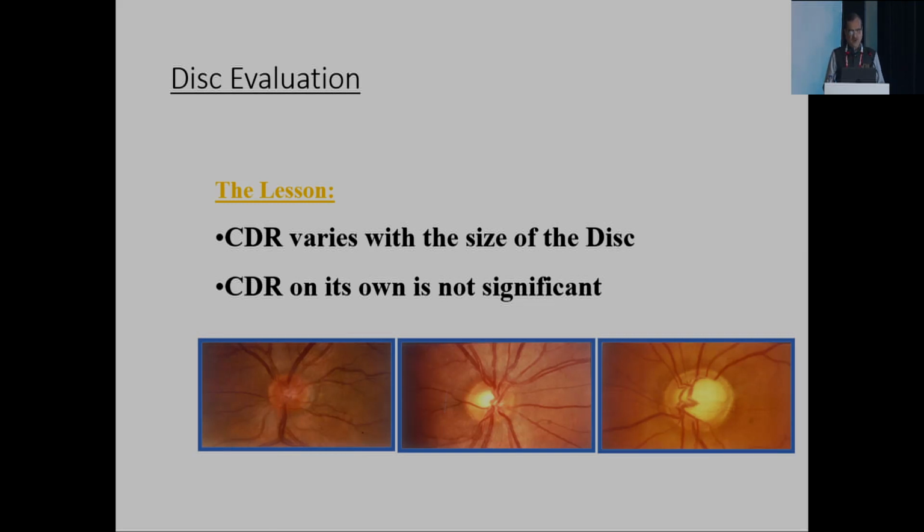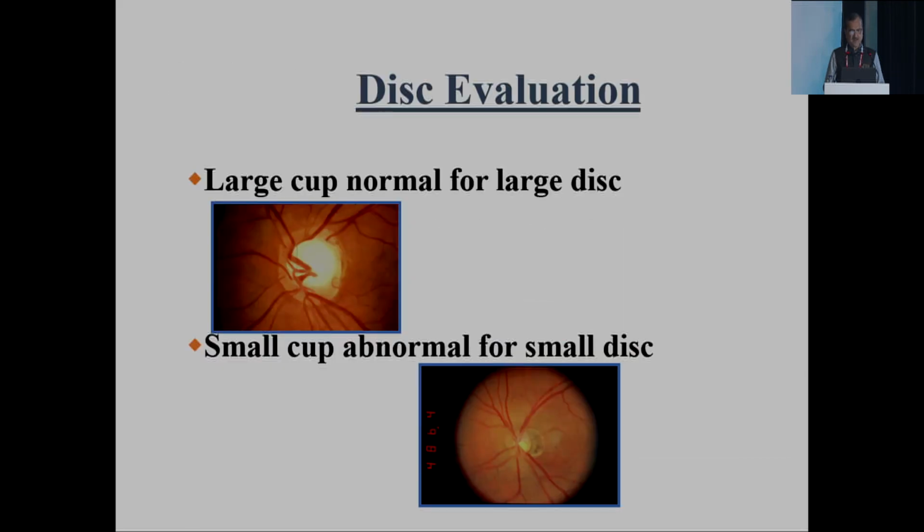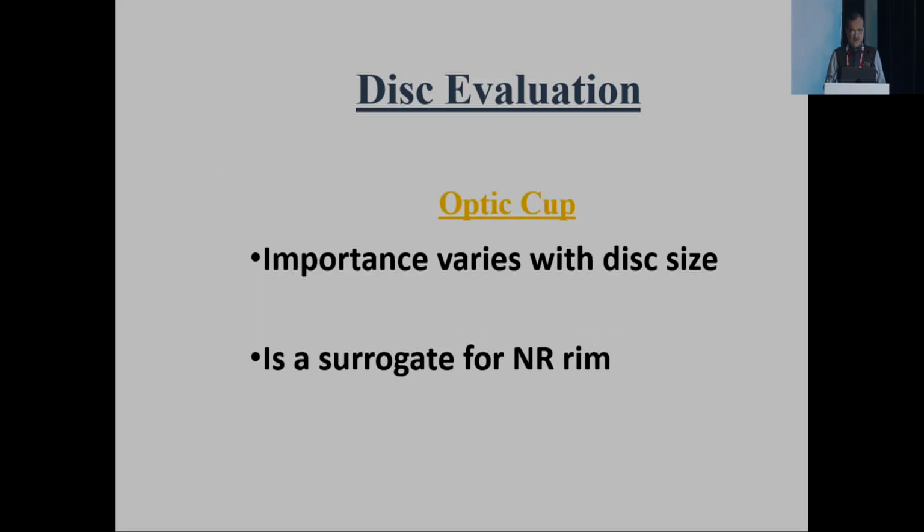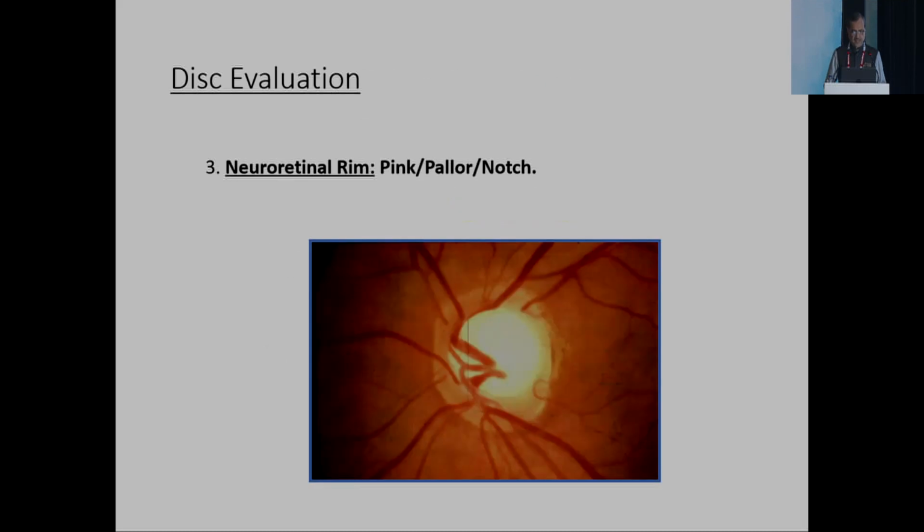Cup disc ratio on its own is not significant. That means a large cup can be normal for a large disc, and a small cup can be abnormal for a small disc. So the importance varies with the disc size. This is precisely the reason why you need to make a conclusive decision as to what is the size of the disc you are looking at, and this is a surrogate for the neuroretinal rim.